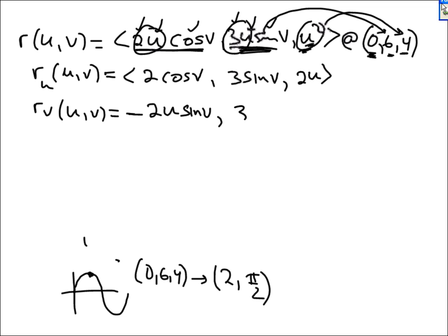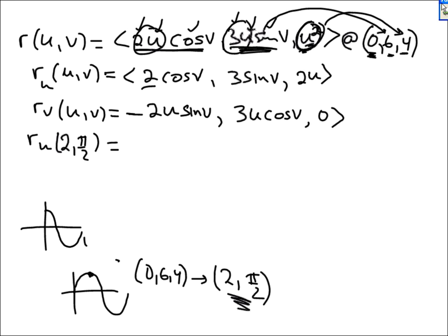The partial of 3u is a constant times the derivative of sine of v, which is cosine of v. And the partial of u squared with respect to v is 0. But this isn't enough. You want to find r sub u at our point, (2, pi over 2). Well, you get 2 times cosine of pi over 2. The cosine of pi over 2 is 0. So it's 0.